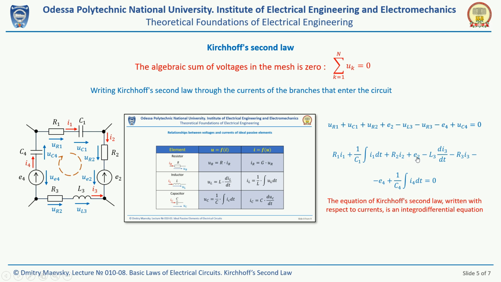Then we have electromotive force E2, and we have minus the voltage on L3, on these elements. This is an inductor, and the voltage on an inductor is connected with its current by this formula. In our case, we should write L3 times the derivative of I3 with respect to dt, and so on.